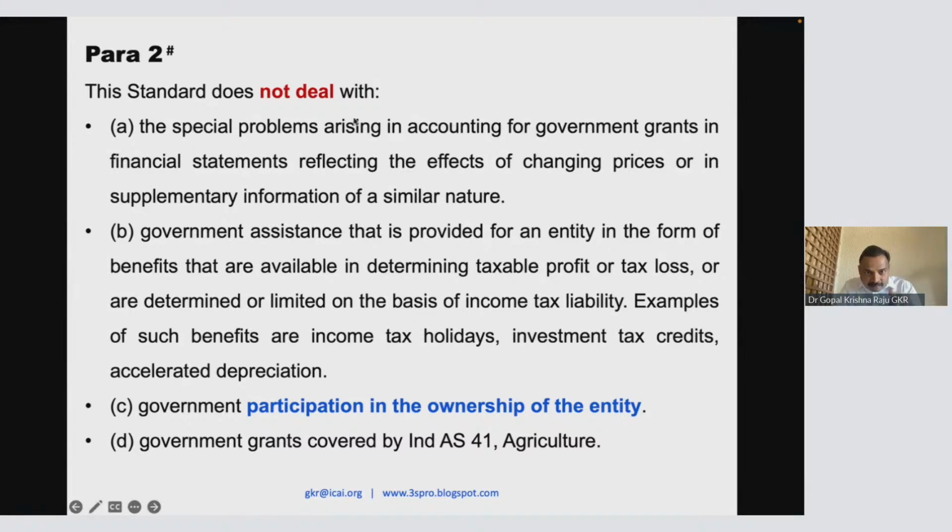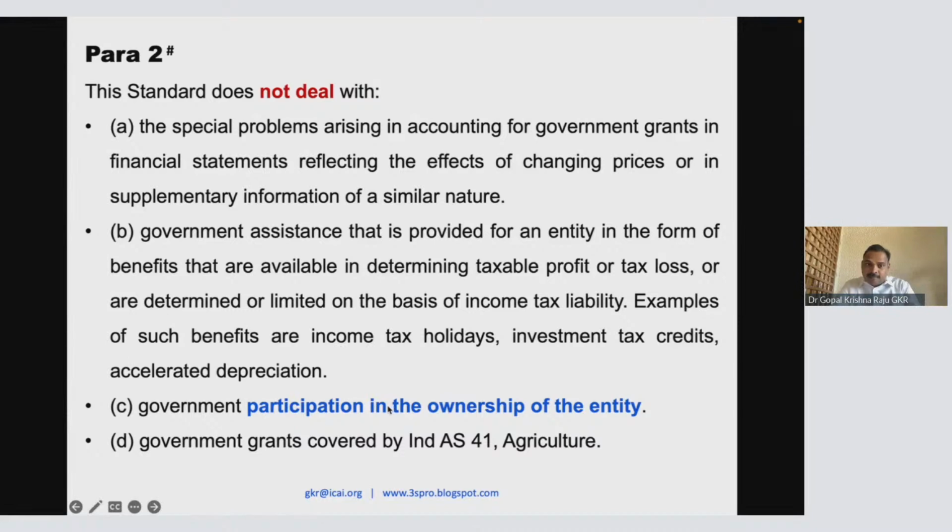The standard does not deal with special problems arising in accounting for government grants, reflecting the effects of changing prices or supplementary information of a similar nature, especially index prices. Government assistance provided to an entity in the form of benefits like tax profits or tax loss, and examples are income tax holidays, tax credits, accelerated depreciation, are not government assistance. Then what is government assistance? They have first given clarity on what is not government assistance.